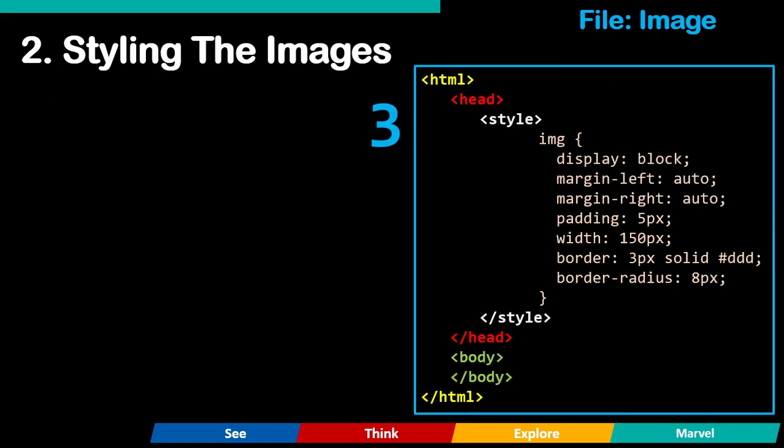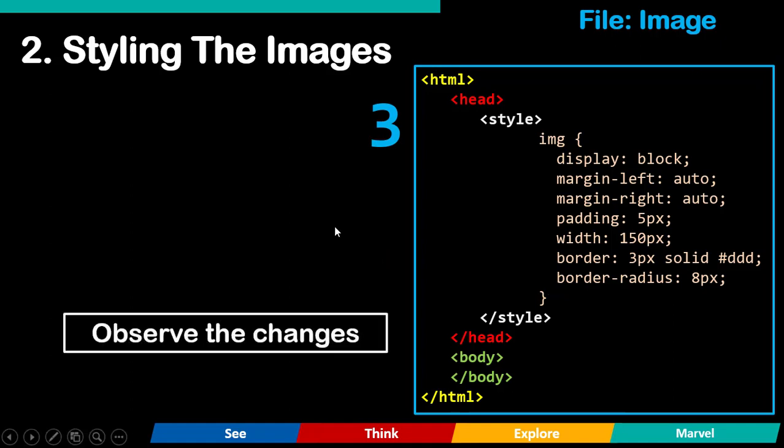Now, let's style our image. The CSS codes for the styles are included in between the head, under the style segment. Let's observe what this has made to our website.